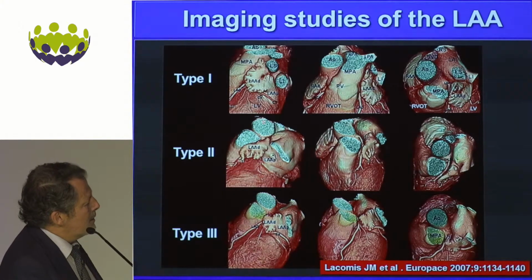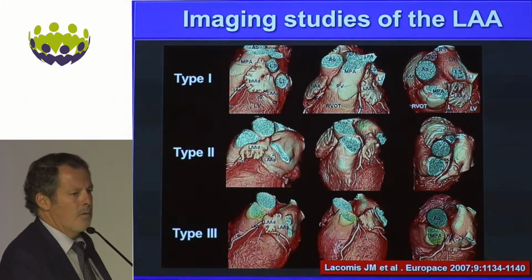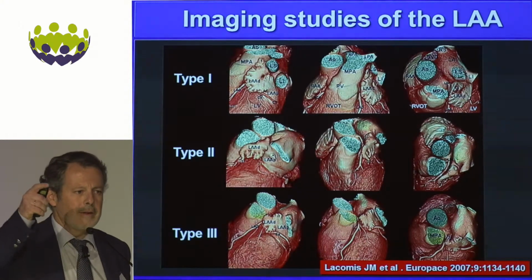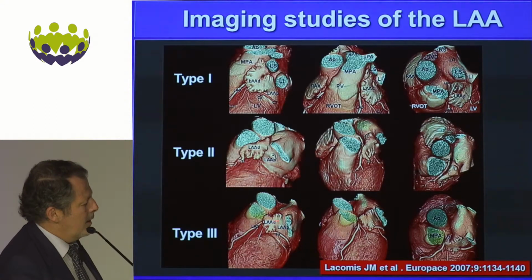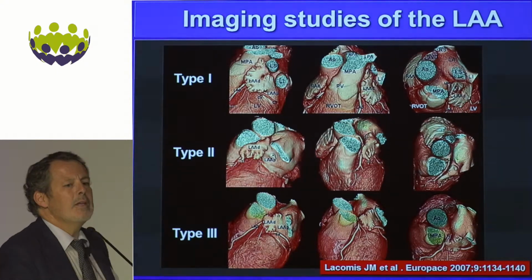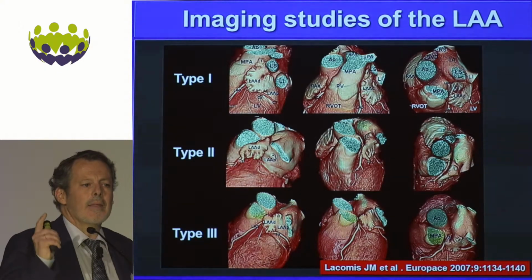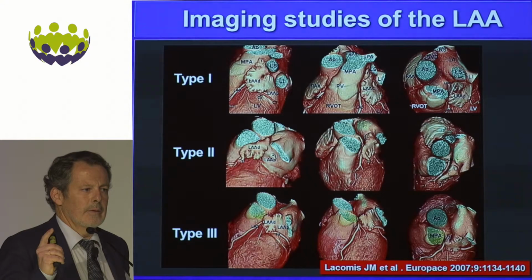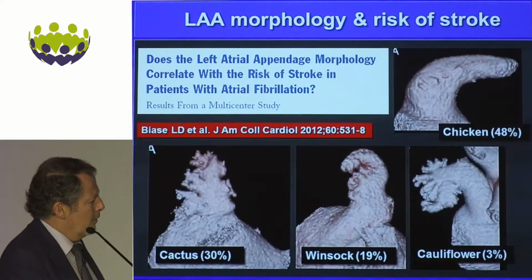In this study, you can see the orientation of the appendage superiorly and parallel to the pulmonary artery. The tip in this type 2 is inferiorly and parallel to the pulmonary artery, therefore a different orientation of the tip of the appendage. And here the appendage is superior, but between the pulmonary artery and the body of the left atrium. Therefore, 3 different orientations of the appendage.